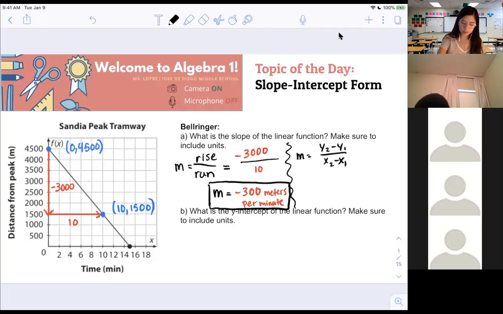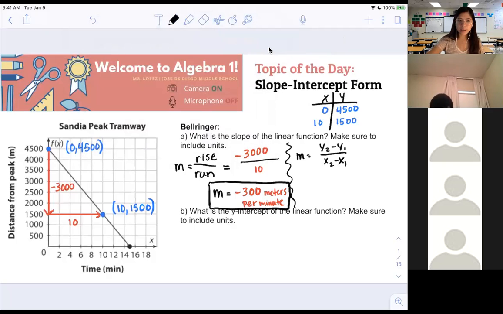Now I'm going to do the same thing, just using my formula instead. Again, some people are more visual, some people are more mathematical. So instead of rise over run, I'm going to use the formula and I'm going to get the same answer. Before I plug everything in, I'm going to organize my 2 points into a table. So I have 0, 4,500, and I have 10, 1,500. I like that one better actually. I like it better too, because when I see the numbers, it makes more sense in my head.